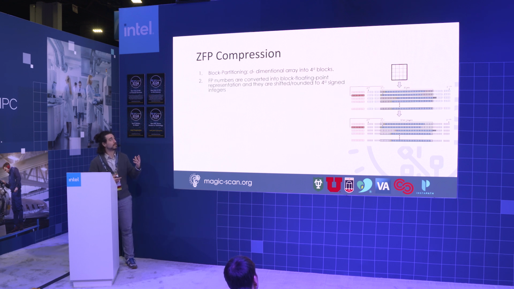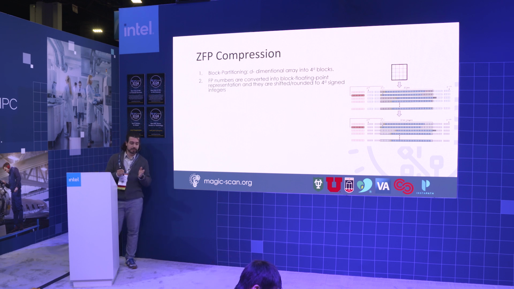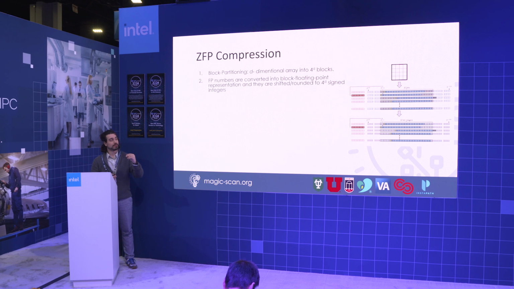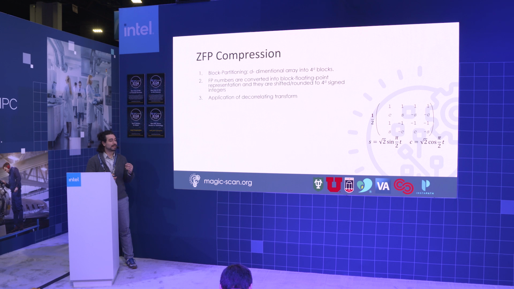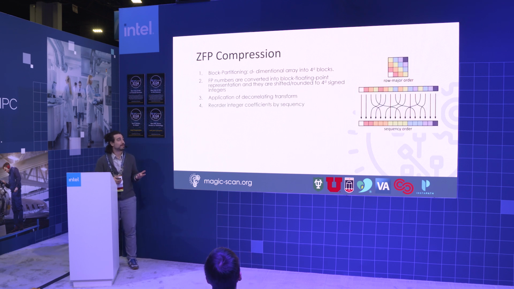After that, we convert the floating point numbers into a fixed precision, fixed point format, which is a block floating point representation, where each number is represented with respect to the largest mantissa within that block. Then those numbers go through a decorrelating transform. This is a form of discrete cosine transform. This allows us to compress the numbers better. And then we go to a very simple step called reordering by sequency. This is a very simple step, but I would like you to keep this image in mind because this gave us some challenges when we were porting the algorithm to SYCL.